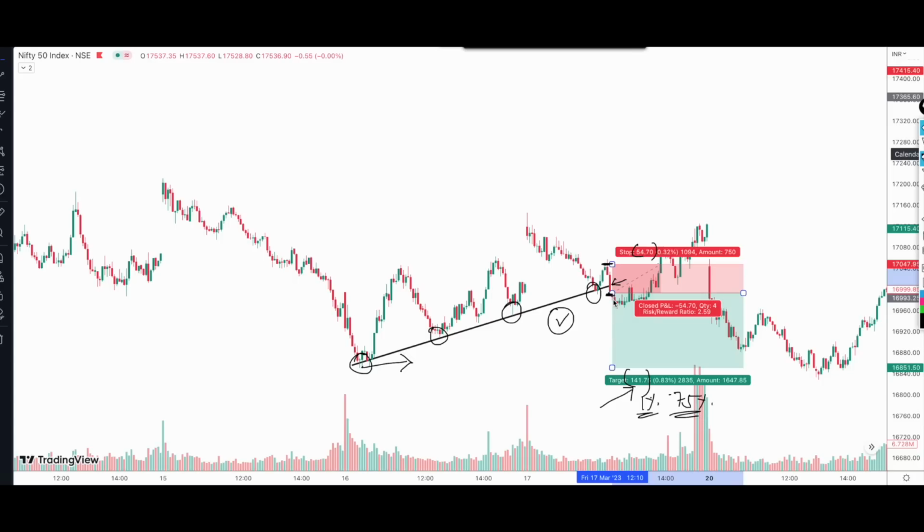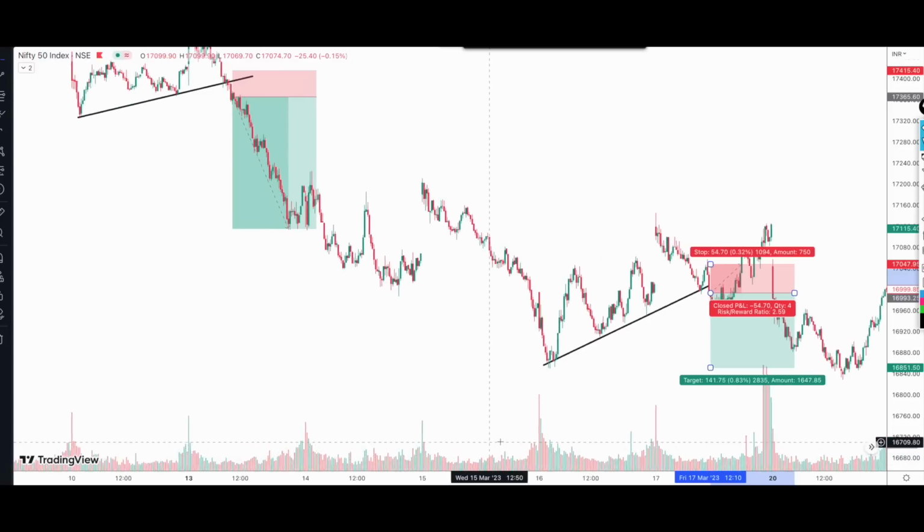Now after you enter the trade here, market went a little lower, but immediately it started recovering. It went a little higher, it went above the breakout candle. Again it continued to move towards the upside. It hit your stop loss. After this also, the market continued to move towards the upside. So at this point of time, it is clear that this is a fake breakout.